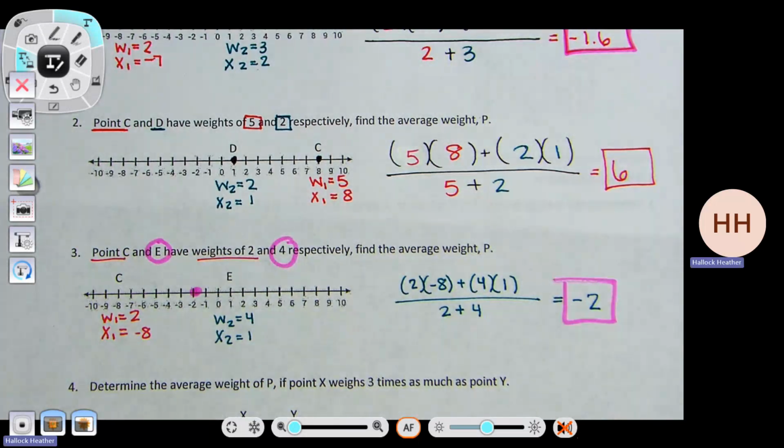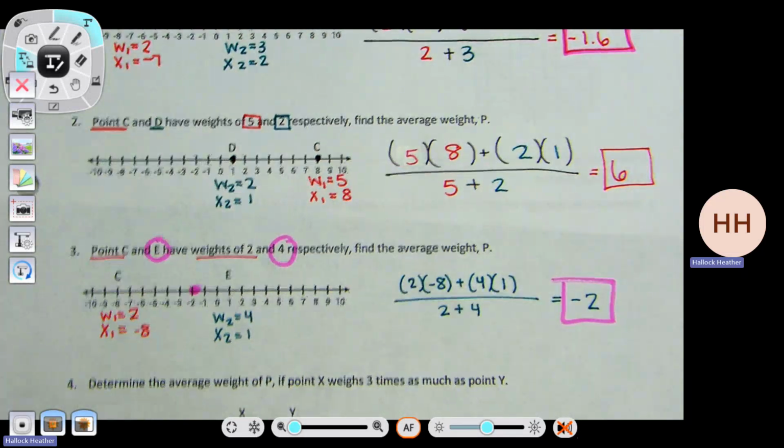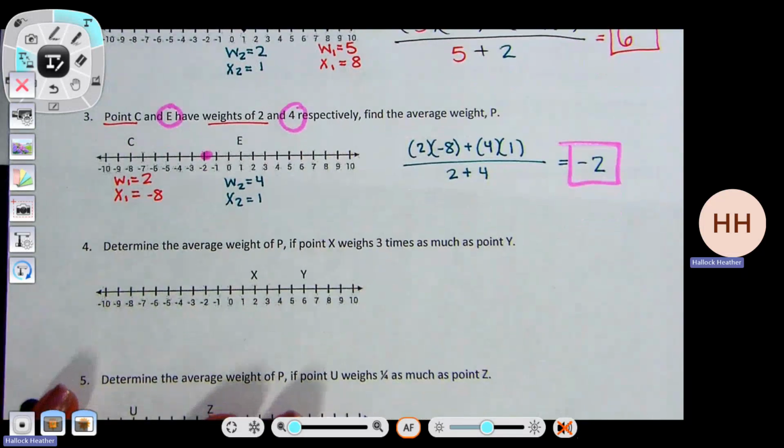How do we feel? This isn't bad, right? This is easy. We're going to make it a little bit harder, and then we'll do it on a 4-quadrant plane, and then you can just practice. So 4 says determine the average weight of P if X is 3 times as much as Y. It does not say the weights are respectively this and this. It says it's 3 times as much as the other one.